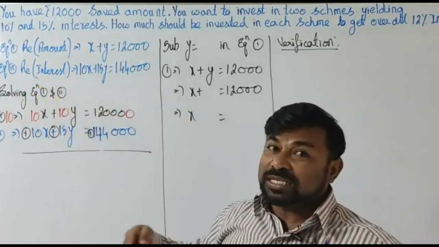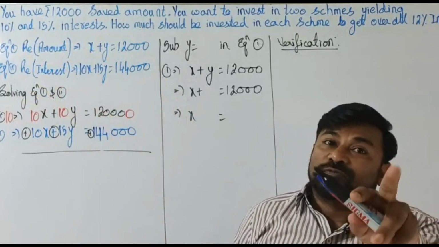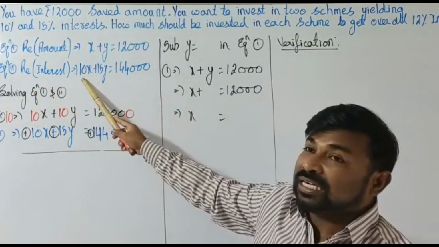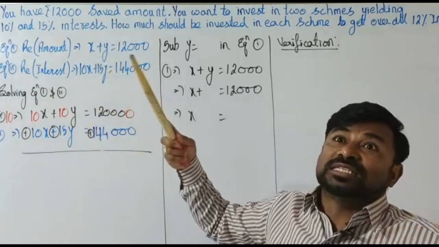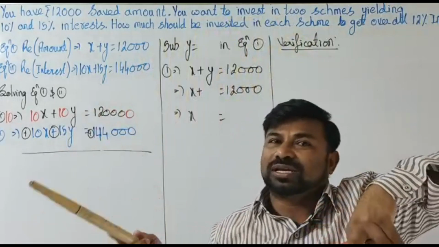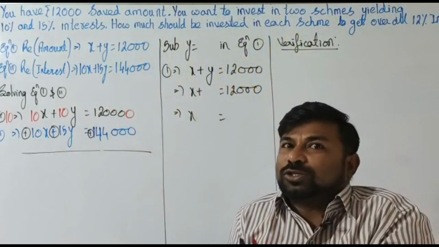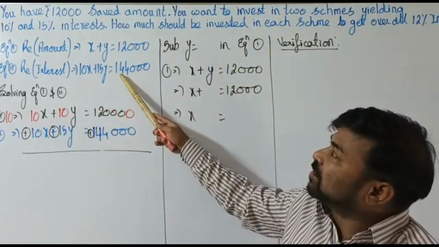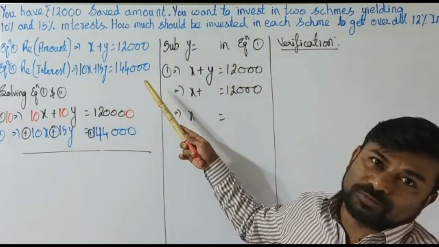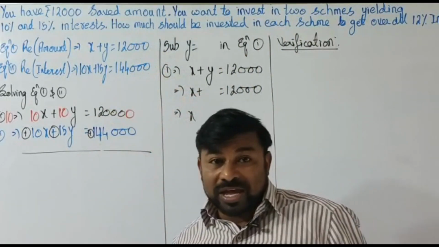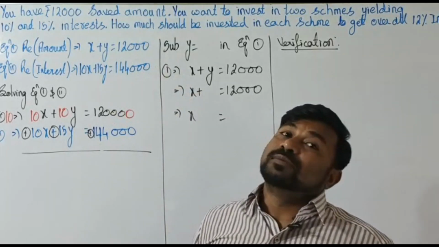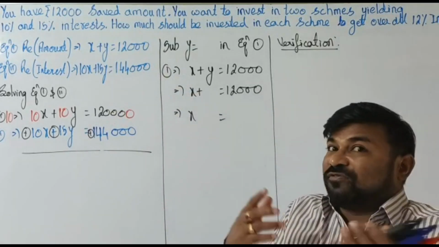Right. Now, based upon the relation of interest, we got one more equation: 10% of the first amount and 15% of the second amount is equal to 12% of the total amount, right? 12% of the total amount, 12,000, is 1440. We got equation 1 and equation 2. We are supposed to solve them, so we are solving with the help of the elimination method, our familiar one.